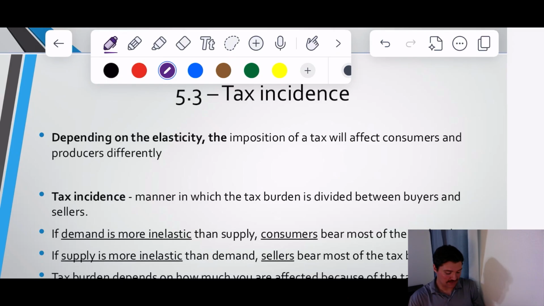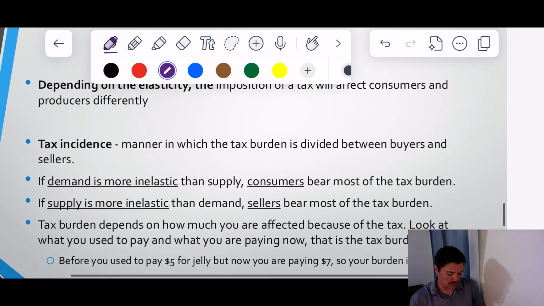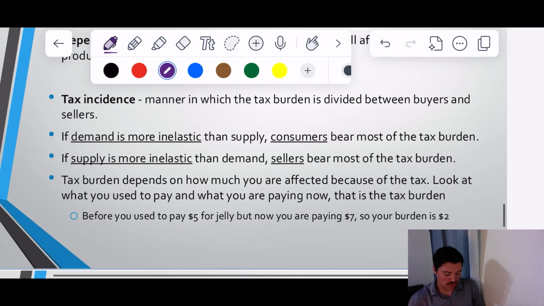Talking about tax incidence. Depending on the elasticity, when we put a tax on a market, this is going to affect consumers and producers differently, and that's because of their relative elasticities. So tax incidence is the manner in which a tax burden is divided between buyers and sellers.